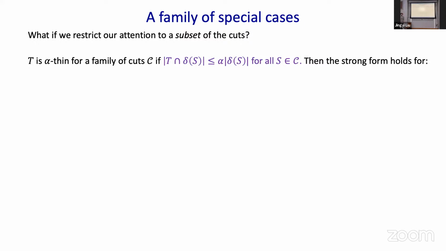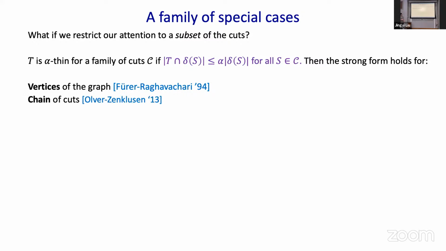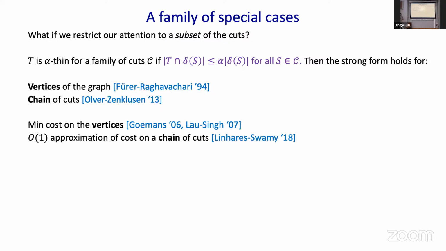Okay, so then we can actually prove some things. We know that the strong form of the conjecture holds if the family of cuts we care about is the set of vertices. We also know it's true if we only care about a chain of cuts, a family of cuts in which for any pair of them, one is a subset of the other. And we can also do optimization over these kinds of trees. We can find the cheapest tree that's thin on the vertex set, and a 1 plus epsilon approximation for a thin tree on a chain of cuts. So these problems are resolved very robustly.